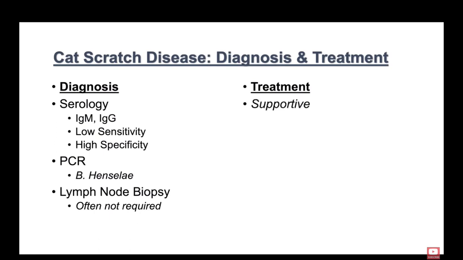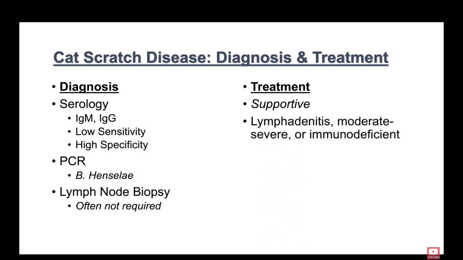Treatment is generally supportive. Oftentimes, this is a self-limiting disease. We often leave it. We provide supportive treatment. However, if there's lymphadenitis, so if we get lymphadenopathy, if it's moderate to severe, if the patient's very ill, or if the patient is immunodeficient, we want to treat this. We want to treat it with azithromycin for 10 to 14 days.